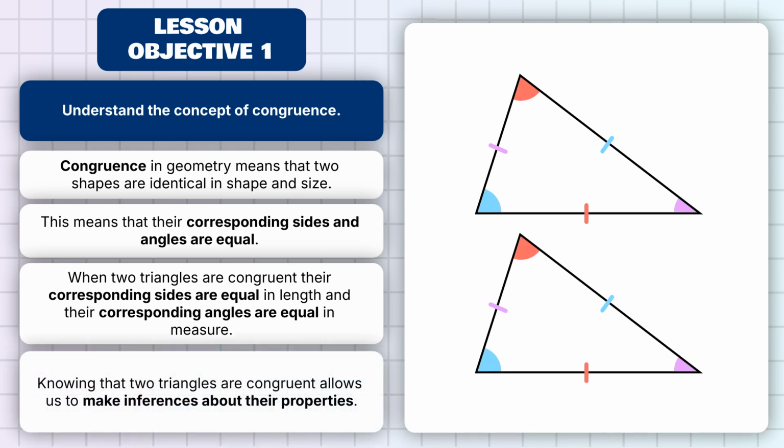Knowing that two triangles are congruent allows us to make many inferences about their properties. For example, if we know that two triangles are congruent and we have information about one of them, we can directly apply this information to the other triangle. This can simplify solving problems significantly.